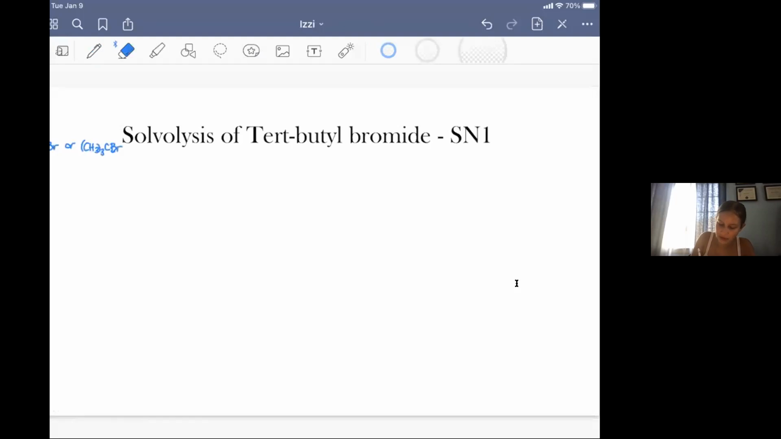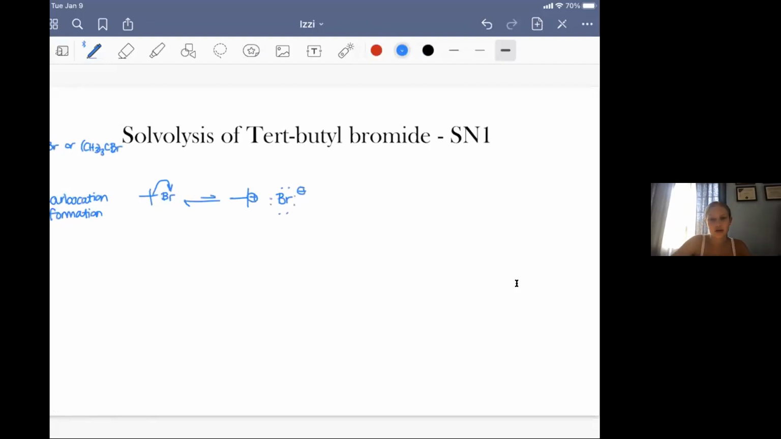Let me restart that. So again, we have tert-butyl bromide. And our first step is that the Br is going to act as a leaving group. And this is done in equilibrium. We'll get back to that in a few seconds. But what we're left with is a positive charge on this carbon, and our bromine is floating in solution.